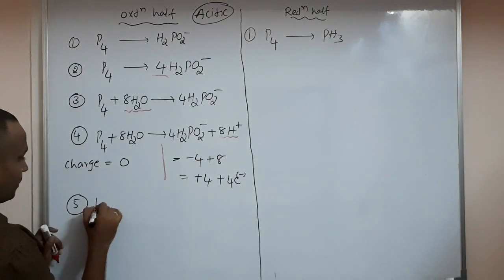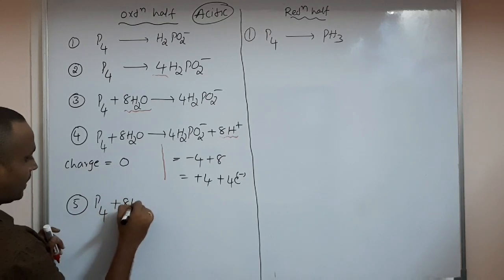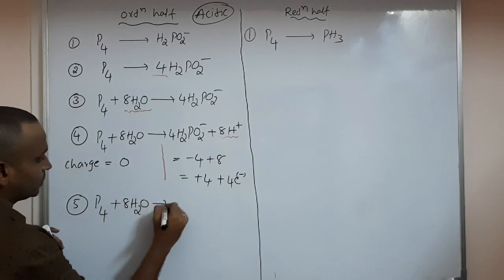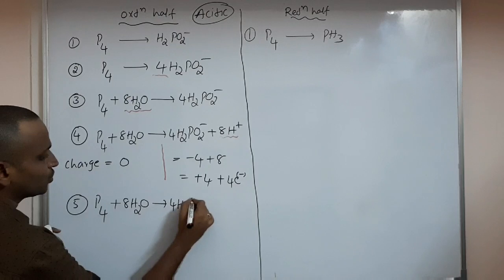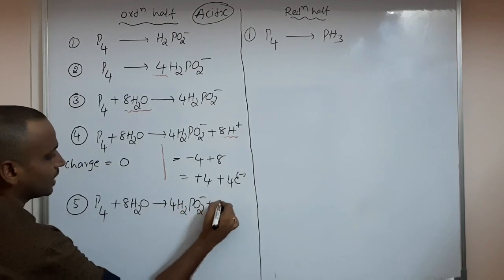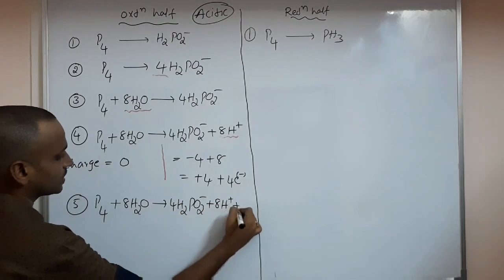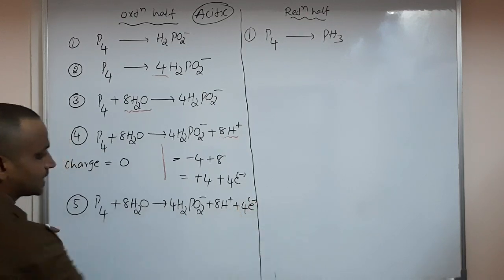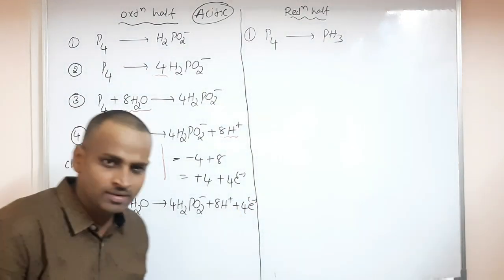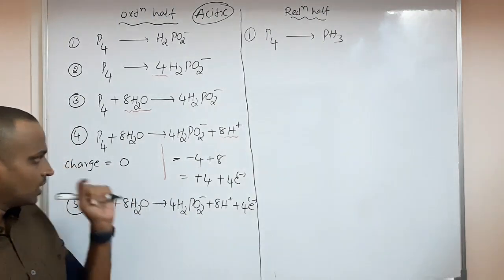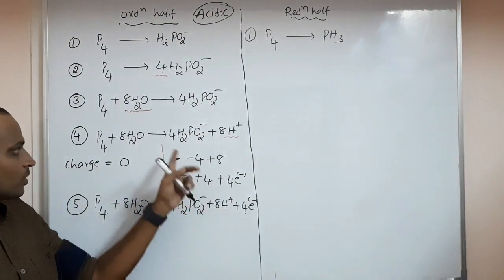So what can I write now? Fifth step: P4 plus 8H2O gives rise to 4H2PO2 minus, 8H plus, 4 electrons. Got it, everyone? Why I added 4 electrons, understood? If you have any doubt, please ask me, no problem.